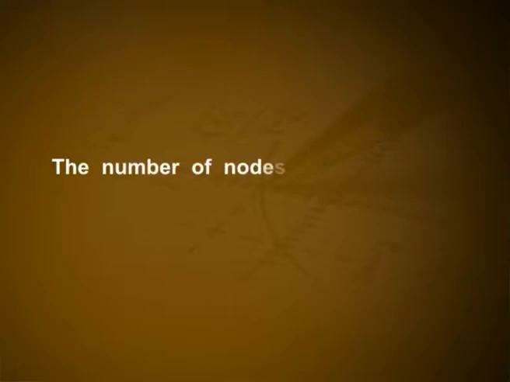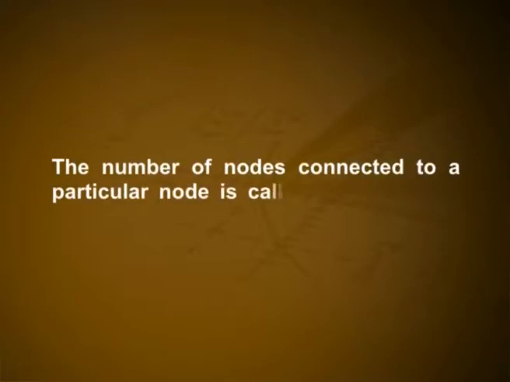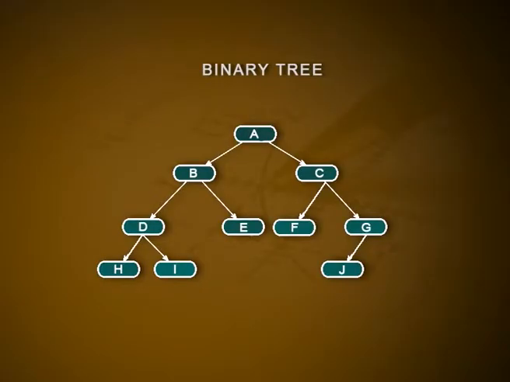Hence, going from leaves to root is called climbing the tree and going from root to the leaves is called descending the tree. The number of nodes connected to a particular node is called the degree of that node. In the above figure, the node labeled D has degree 3. The degree of a leaf node is always 1.